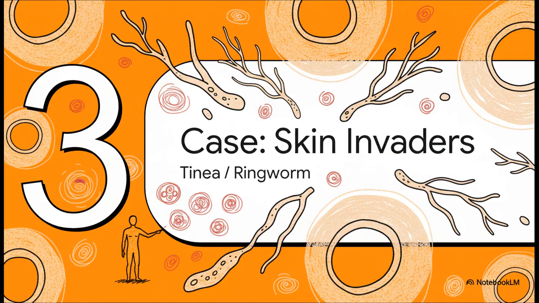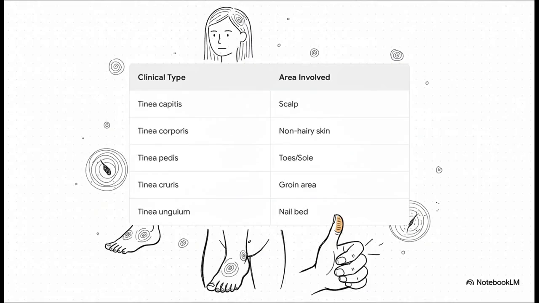All right, detective, let's open our first case file. This one's about a group of fungi called dermatophytes. They are responsible for some of the most common infections out there, collectively known as tinea, or, as pretty much everyone else calls it, ringworm. Now, the first rule of any investigation is to know the location of the crime. And here, where the infection shows up on the body gives it a very specific name.